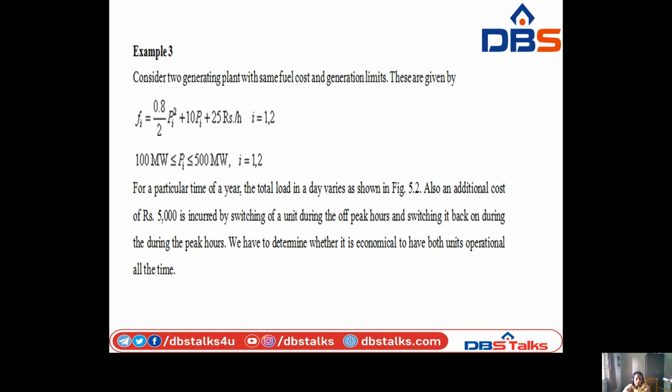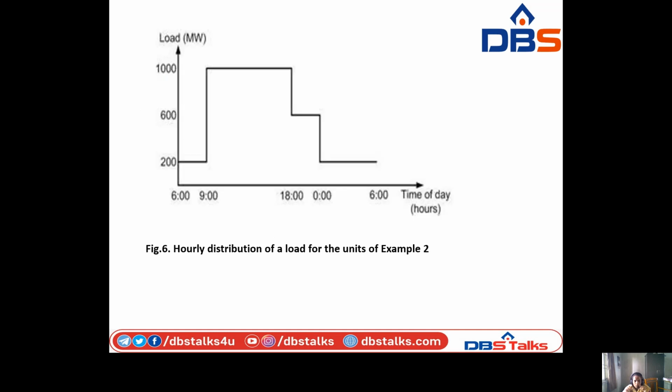For a particular time of year, the total load in a day varies, as will be shown. Also, an additional cost of 5000 is included for switching units during the peak hours, and switching back afterwards. So we can determine whether economically both units will be operational all the time. Then you have to see this hourly distribution of load in the unit, with load and time in hours.